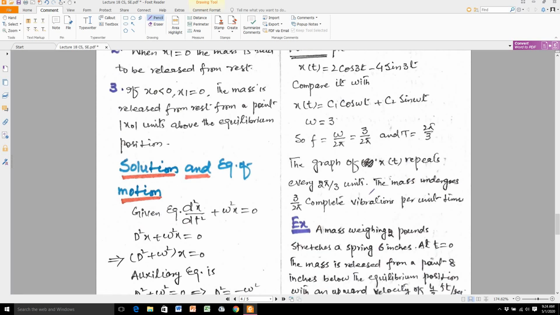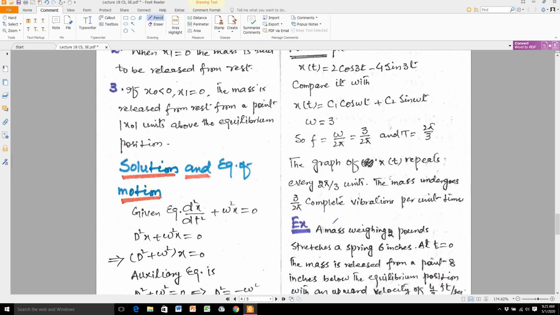The graph of x of t repeats every 2 pi by 3 units, because it is the time period. It shows the period of the motion. And the mass undergoes 3 by 2 pi complete vibrations per unit time.